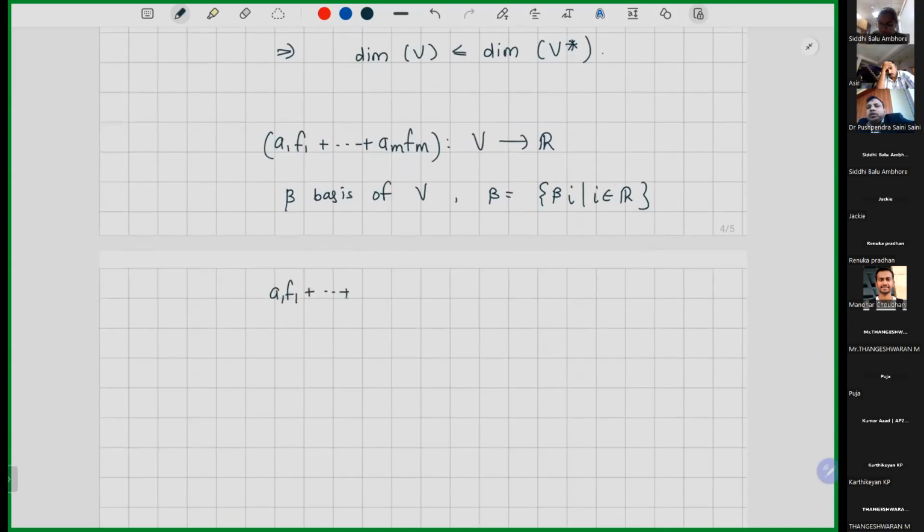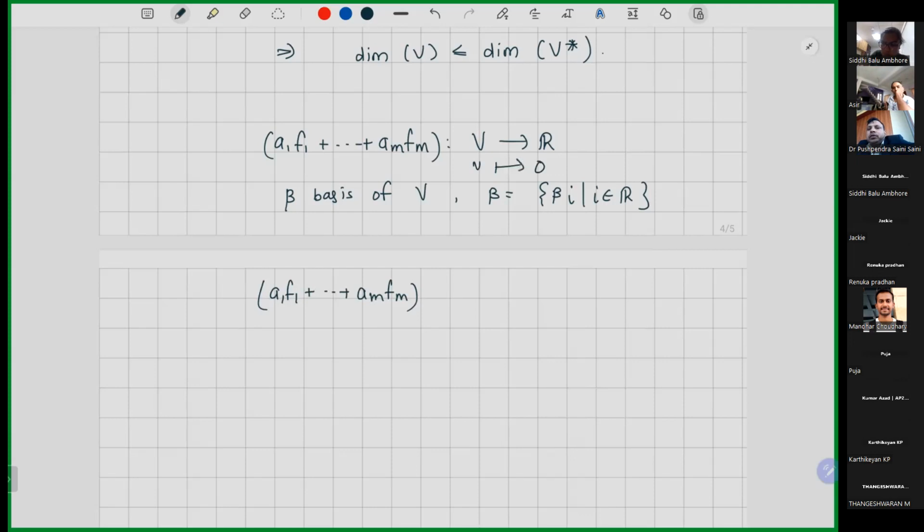Now let's do this: A1 F1 plus up to AM FM, I evaluate it at beta 1. Beta 1 is an element of V, right? I'm assuming this map is 0, that A1 F1 plus up to AM FM is equal to 0, a map from V to R such that every element of V is going to 0. This is my map. Beta is the basis. So I am evaluating this at beta 1, and this is 0, because beta 1 is in V and everything is going to 0.